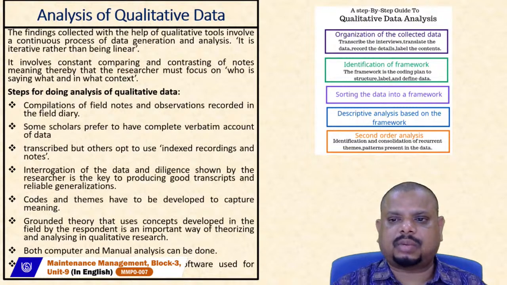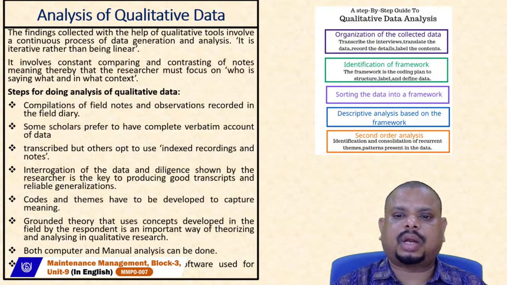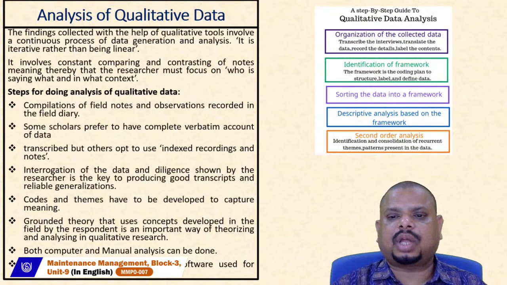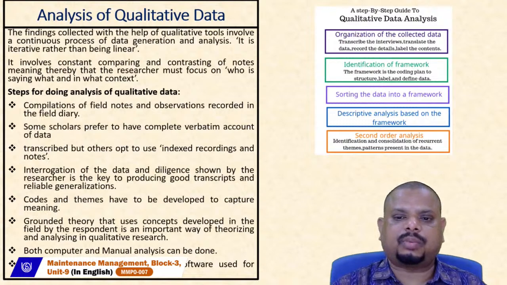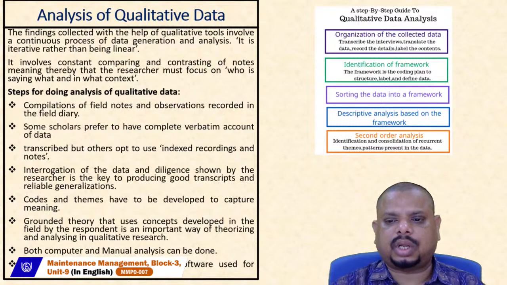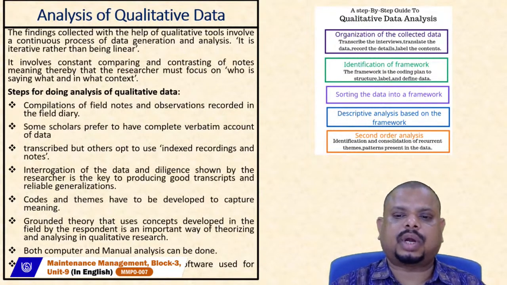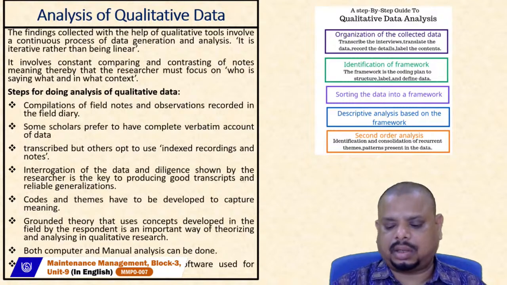In the second step, we identify the framework, including a coding plan to structure, label, and define the data. The third step is sorting the data into the framework. The fourth step is descriptive analysis based on the framework. And the last one is second-order analysis, which means we identify consolidated recurrences and themes and look for patterns present in the data.